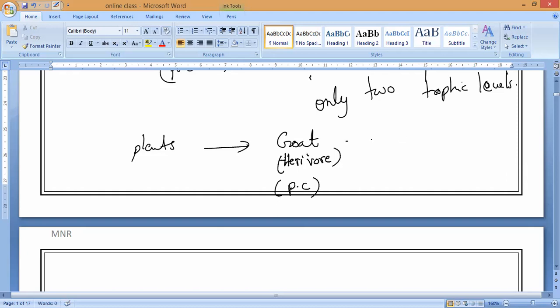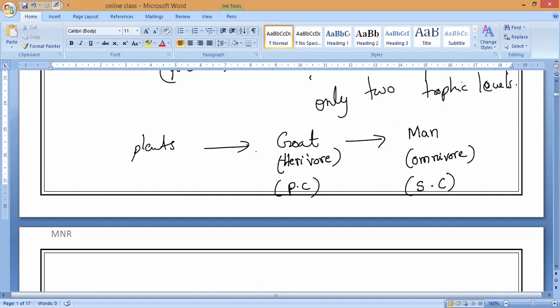And who is the secondary consumer here, guys? A man will eat the goat, so man is what? He will eat both plants as well as animals. So that is why he is called an omnivore. And he is the what? Primary consumer or secondary consumer? Secondary consumer. That is what you need to remember.